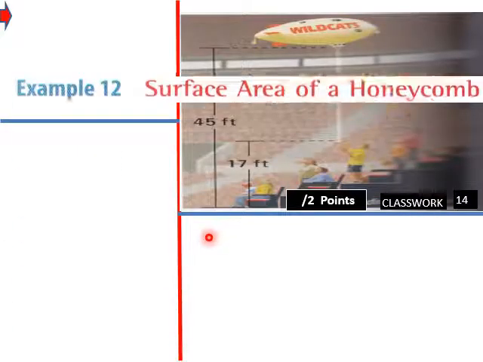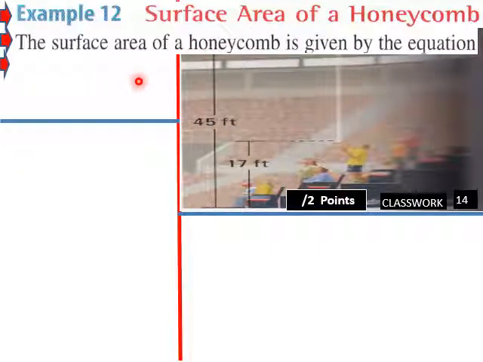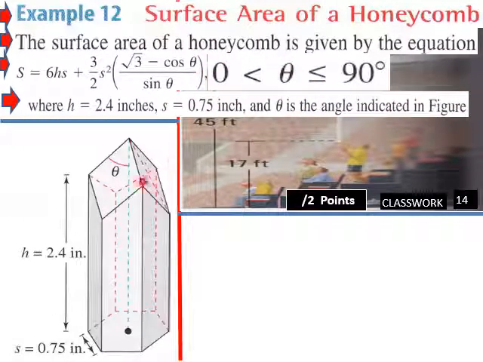On to our next example here. Example 12, surface area of a honeycomb. Surface area of a honeycomb is given by this equation here, where 0 is less than theta less than or equal to 90 degrees, and h is 2.4 inches. So this is your height here, equals 2.4.